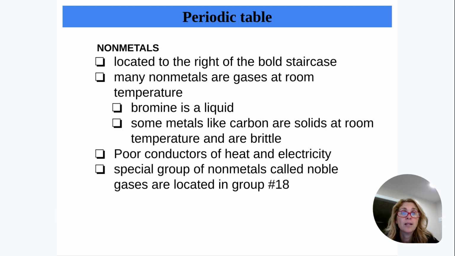Nonmetals are located on the right side of the staircase, plus hydrogen. They have more variation in their state at room temperature. Many nonmetals are gases at room temperature. Bromine is a liquid, and some, like carbon, are solids, but are brittle and not shapeable, like the metals. They tend to have properties that are opposite of the metals and are poor conductors of heat and electricity. There's a special group of nonmetals called the noble gases located in group 18 of the periodic table.